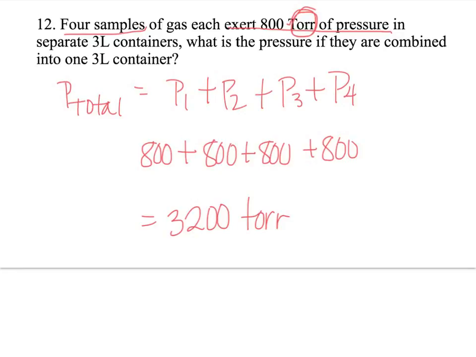So hopefully that was really easy for you. We had 4 samples of gas, each exerting 800 torr of pressure. So all we did was add up 4 gases, 800 each, so we should get 3,200 torr.